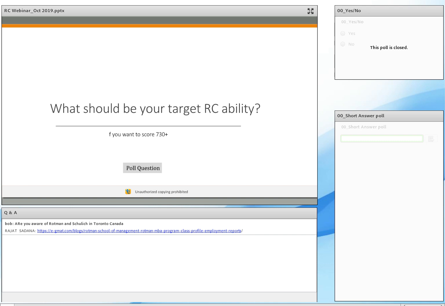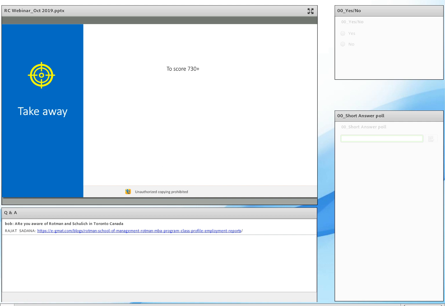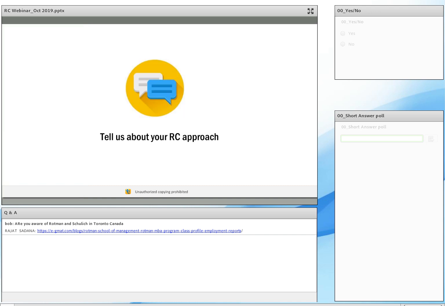So what should be a target RC ability if you want to score 730 plus? You should always aim for 90 percentile ability if your target score is 730 plus. That's what your target ability should be. And now the question is, how do you get to that 90 percentile ability? For that, we need to first understand what your approach is today, so that we can understand what you're doing today and what needs to be fixed in order for you to get to that target ability of 90th percentile.